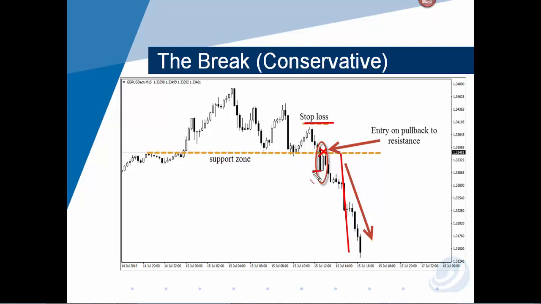The only drawback, the only con in this scenario, is that price could simply break through and continue trading downwards. And if that happens, guys, we simply stay out of the trade and wait for another trade to appear. Simple. All right.